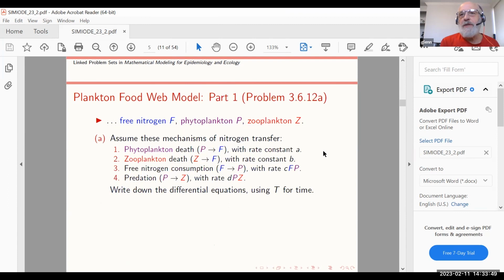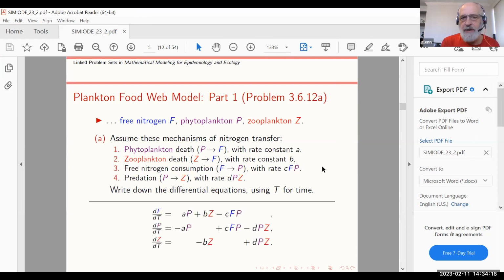So here's the first part of the linked problem set. Problem 3.6.12a gives a narrative that explains what I just said, and it gives students 4 mechanisms of nitrogen transfer. 2 of these are straight transitions associated with death. And 2 of them are like predator-prey terms. One's consumer resource and the other's predator-prey. And so all the students have to do in this part is write down the differential equations, and here they are. This will come up in the next part. So just notice if you add all of these together, the right-hand side is 0.